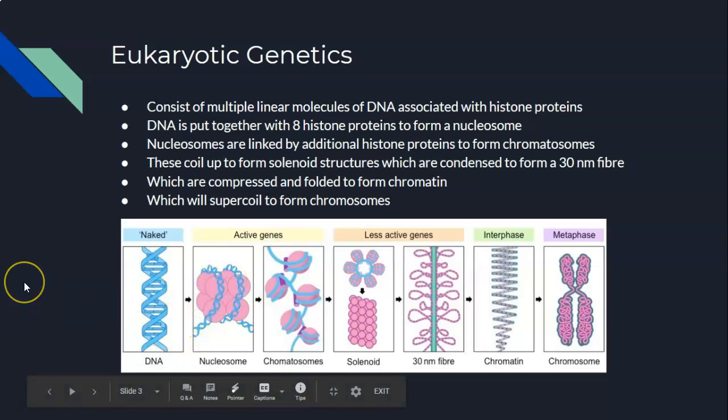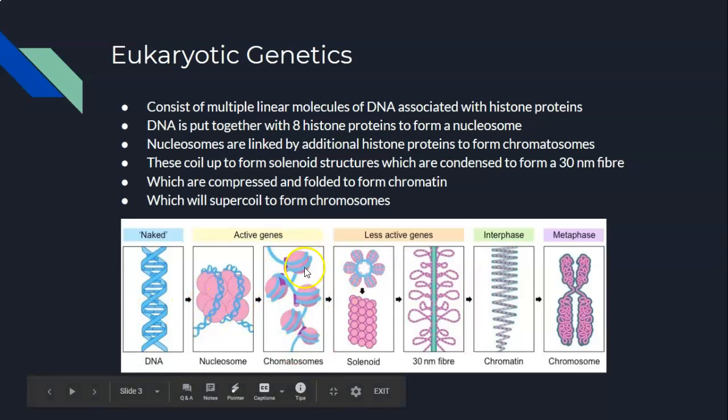Then these nucleosomes are linked by additional histone proteins, and they form chromatosomes, which you can see here. The genes that are on the nucleosomes and the chromatosomes are your active genes. So even though they're wrapped up really tightly, they're easy to unwrap. And the reason that we care about that is because when we go through DNA replication and transcription and translation, you need to be able to easily access those active genes.